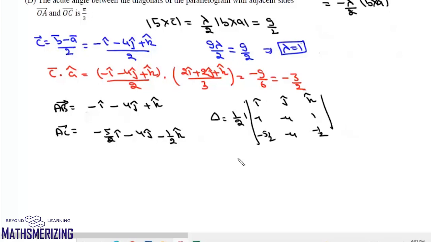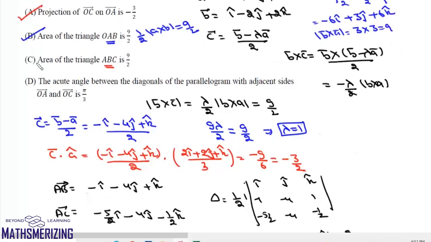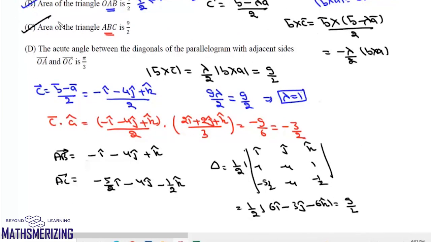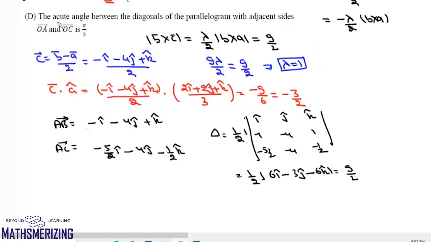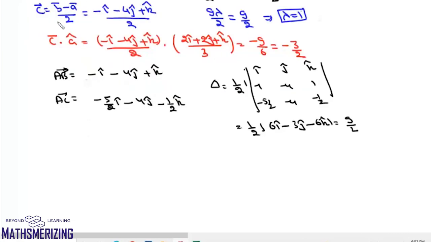Now if we solve this, we'll get 1 by 2 into mod of, now this is 2 plus 4, so it will be 6i minus 3j and minus 6k, which is 9. So this value will be 9 by 2. So area of triangle ABC will also be 9 by 2. That means this option C is also correct. Now we need to find acute angle between the diagonals of parallelogram with adjacent sides OA and OC.